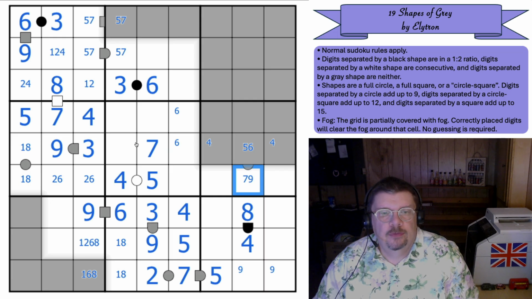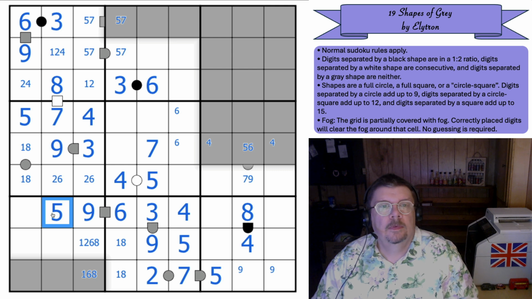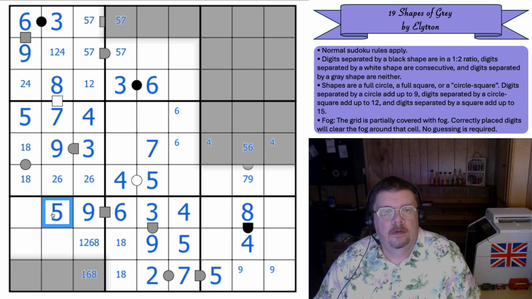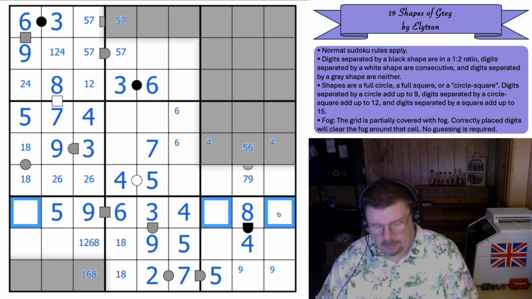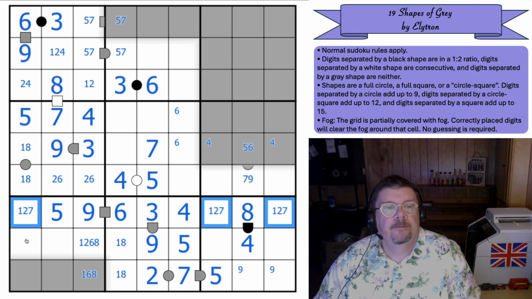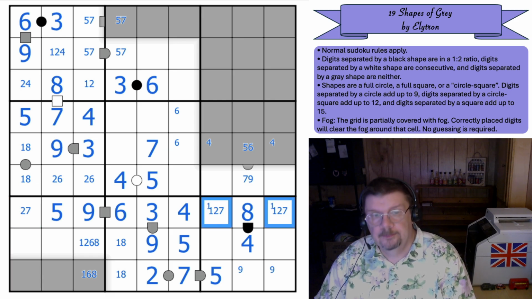Looks like we have more Sudoku to do. Okay, one of those is a 5 by these two, and it's not that one. That's a 5. These 3 digits are 1, 2, and 7. But that's not a 1. So one of those two is a 1.